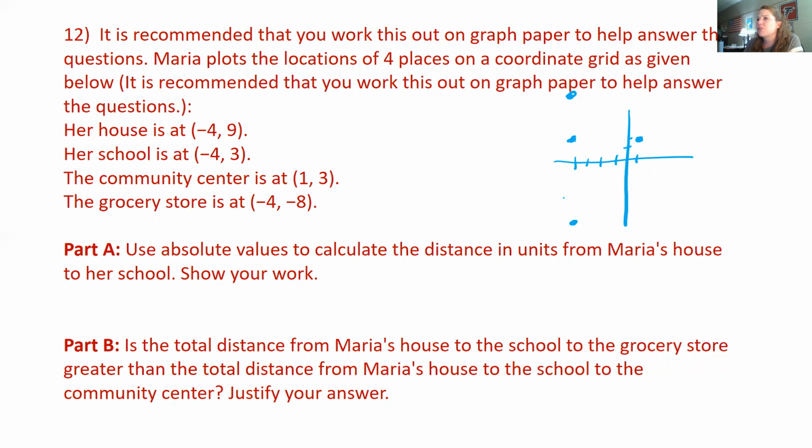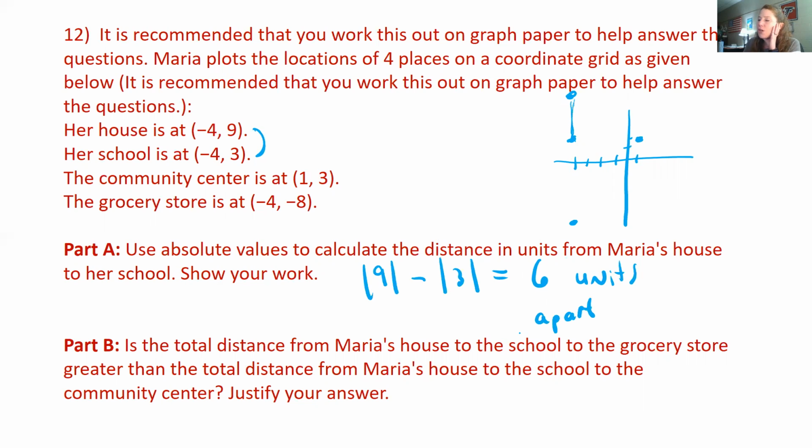Use absolute values to calculate the distance in units from Maria's house to her school. So negative 4, 3 and negative 4, 9. The difference in the absolute value of 9 and the absolute value of 3 is 6. So 6 units apart.